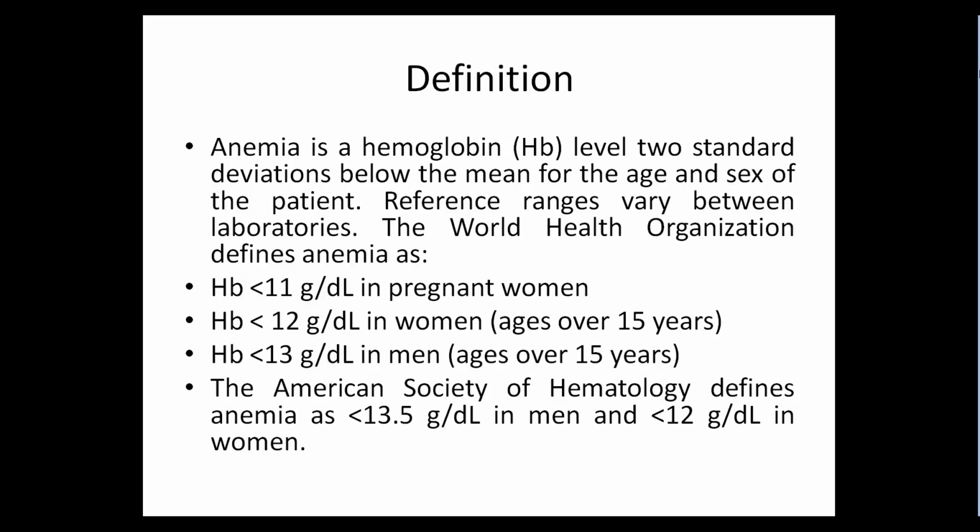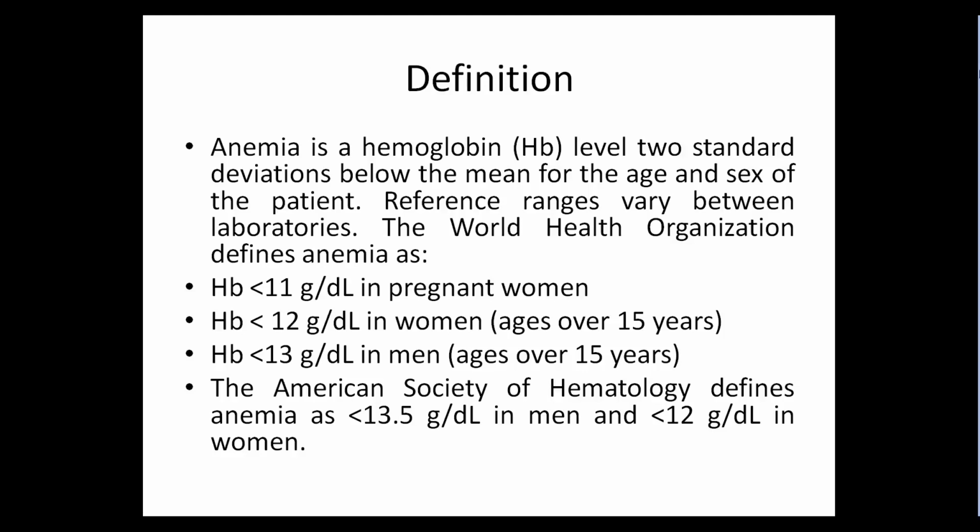Anemia is a hemoglobin level 2 standard deviations below the mean for the age and sex of the patient. Reference ranges vary between laboratories. The World Health Organization defines anemia as hemoglobin less than 11 grams per deciliter in pregnant women, less than 12 grams per deciliter in women over 15 years, and less than 13 grams per deciliter in men over 15 years.